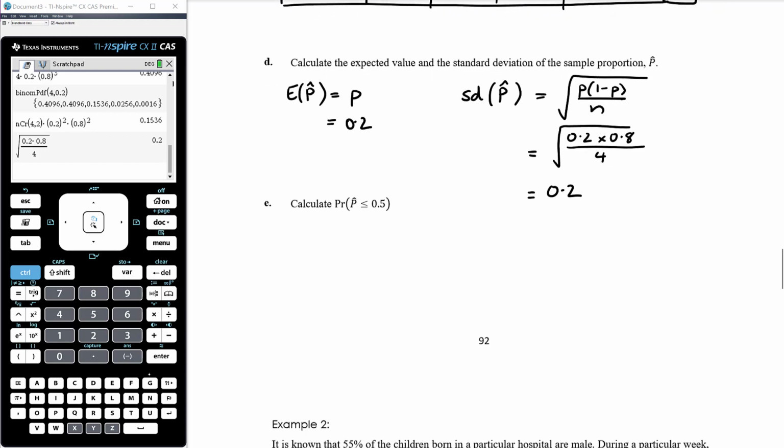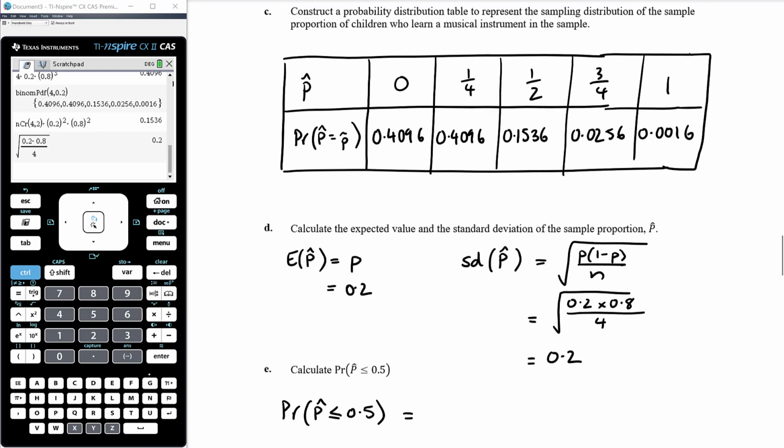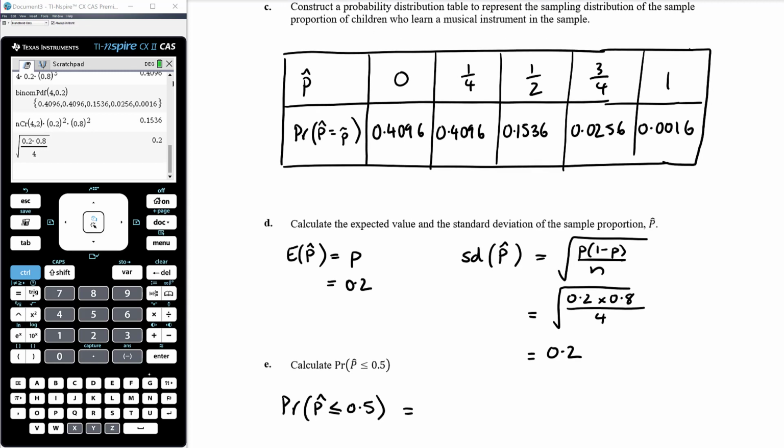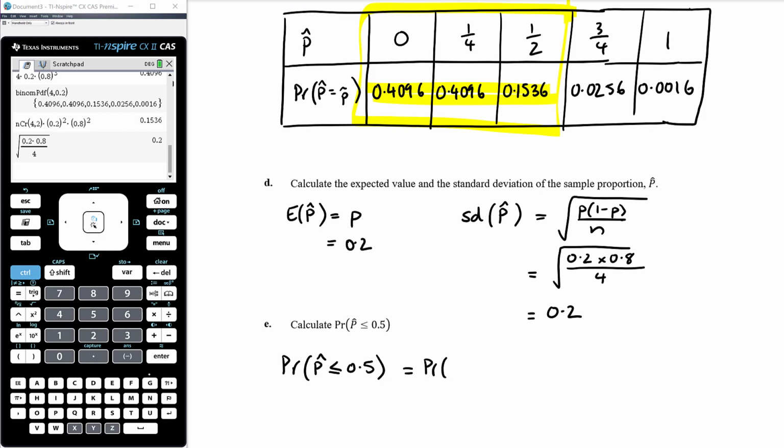Okay, then we want to calculate the probability that p hat is less than or equal to 0.5, which is simply using our probability distribution like we've been doing throughout probability. So 0.5 is this one. That's the probability that p hat equals 0.5, and so we're adding up these three probabilities for p hat to be less than or equal to 0.5. So this means the probability that p hat equals 0, plus the probability that p hat equals 0.25, which is a quarter, plus the probability that p hat equals 0.5, which is half.